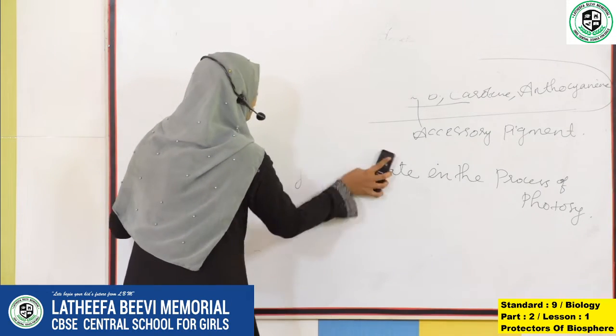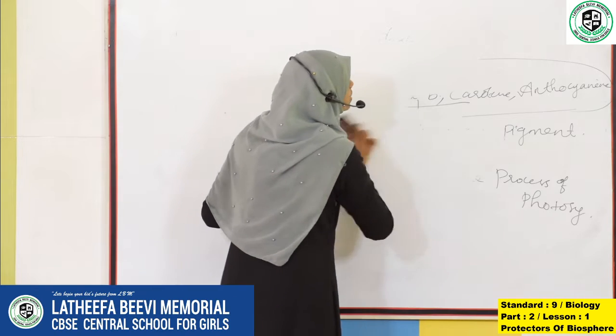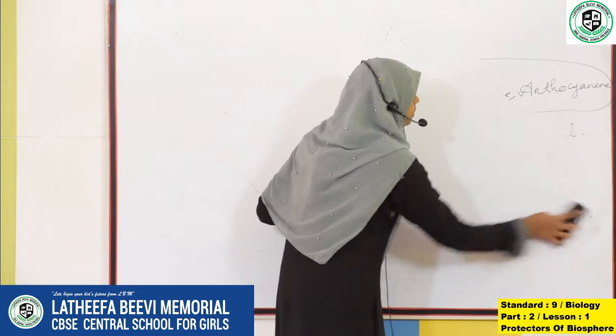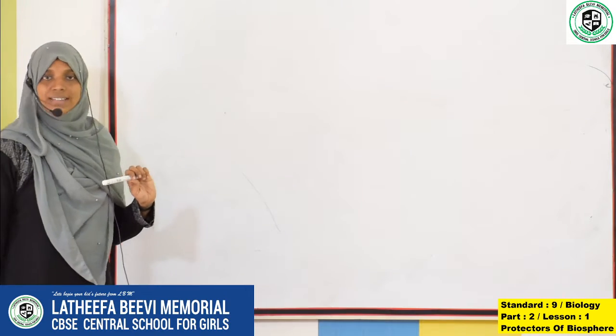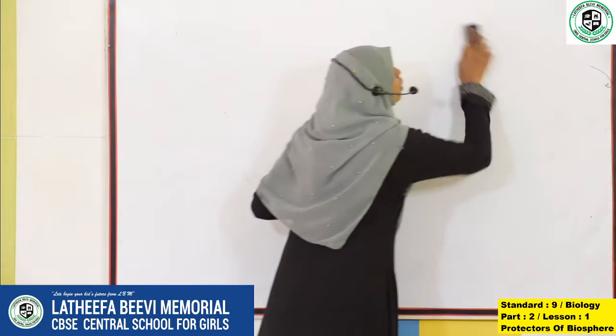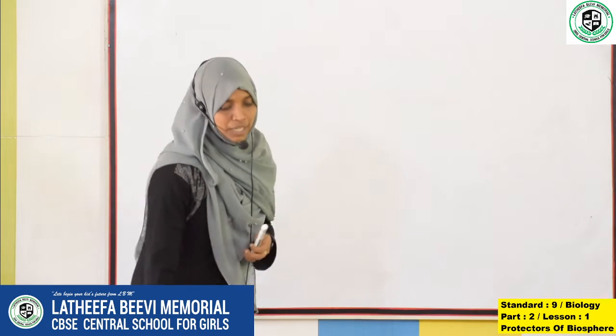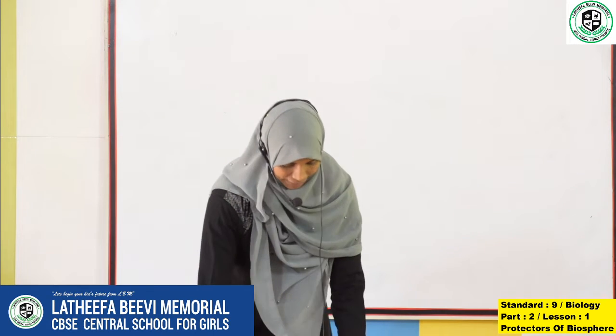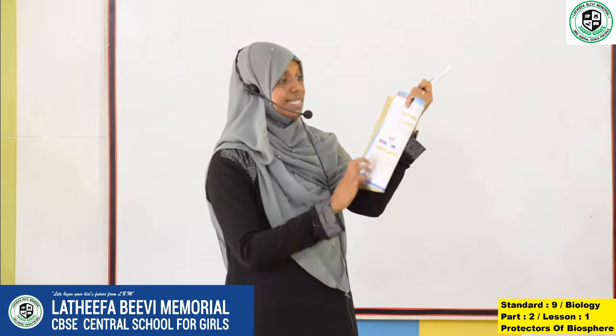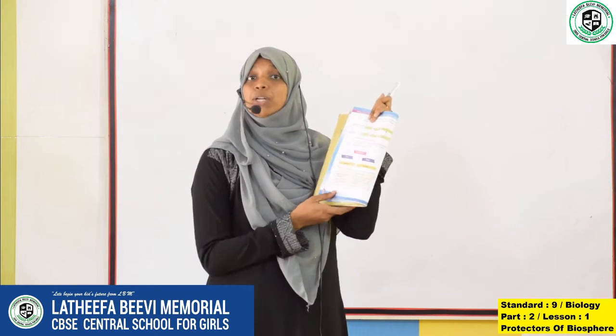So carbon dioxide present where? Carbon dioxide is present in the atmosphere in the form of gas. So the path of carbon dioxide to leaves. You can see the illustration in your text, page number 10.